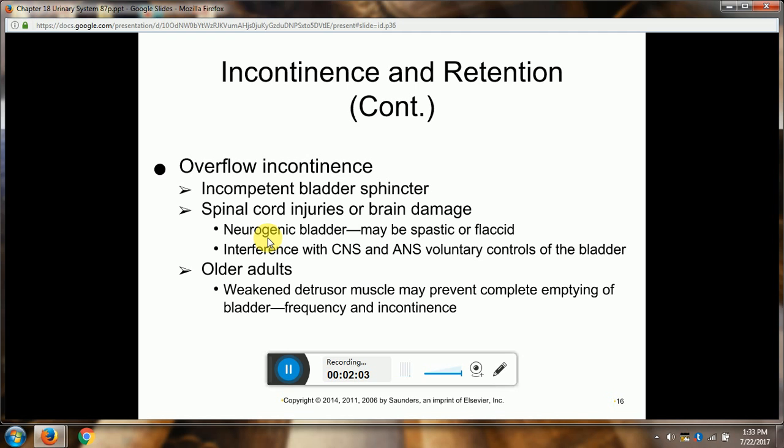So these conditions, with incompetent bladder sphincter, or spinal cord injuries, or as we age, are all causes of overflow incontinence. That means that when the bladder is full, instead of feeling the urge to go to the bathroom, sometimes that urge isn't even there, or the sphincter just lets go on its own. So now the bladder starts contracting on its own, especially if there's spinal cord injury, and that leads to the incontinence. So there's incontinence when their bladder is full, leading to overflow incontinence.